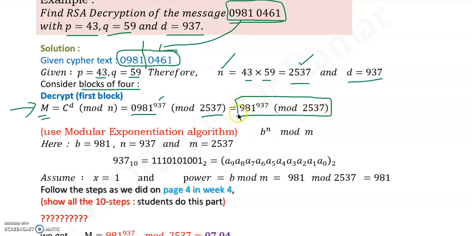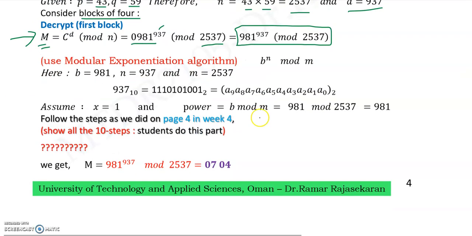Now to find this value, what we are going to apply is what we have seen last week, the modular exponentiation algorithm. What is that? If I have any expression in the form of b to the power n modulo m, then I can apply this modular exponentiation algorithm to find its value.